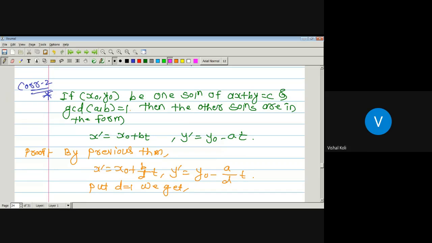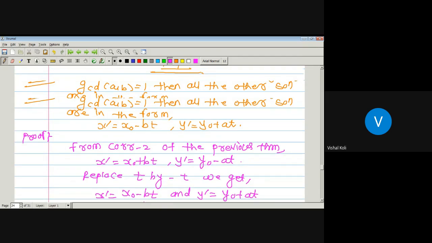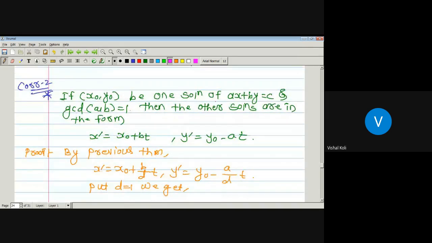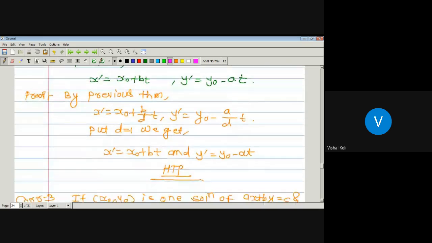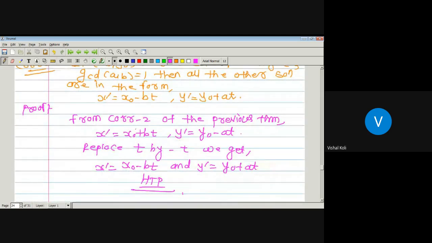Yes sir. Okay. So corollary 3 is nothing but: if x naught, y naught is one solution of ax plus by equal to c and GCD of a, b is equal to 1, then all the other solutions are in the form of x dash is equal to x naught minus bt and y dash is equal to y naught plus at. But corollary 2 is when x naught, y naught is one solution of ax plus by equal to c and GCD of a, b is 1, then all the remaining solutions are in the form of x dash is equal to x naught plus bt and y dash is equal to y naught minus at. So here we just have to replace t by minus t in corollary 2 for the proof of corollary number 3. We get the required result.